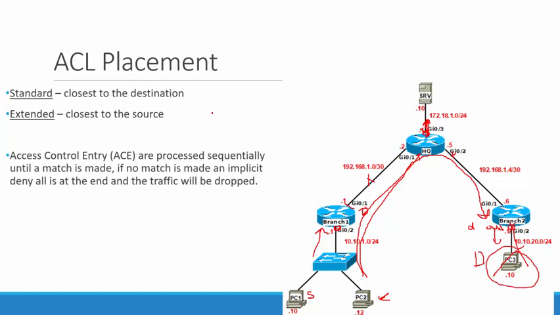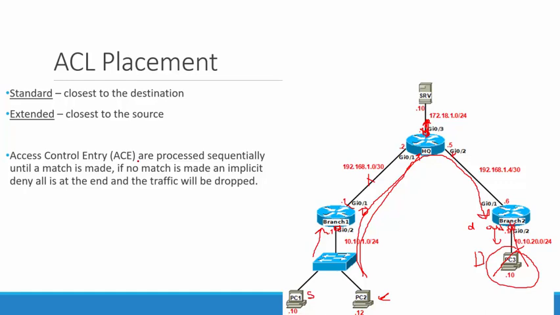And I referred to it a little bit earlier, and I referred to a line as being an ACE. I could add and delete ACEs. An access control entry, or an ACE, is a line in an access control list. So we can make multiple lines of match conditions, right? Permit or deny. And the router is going to process those sequentially until a match is made.